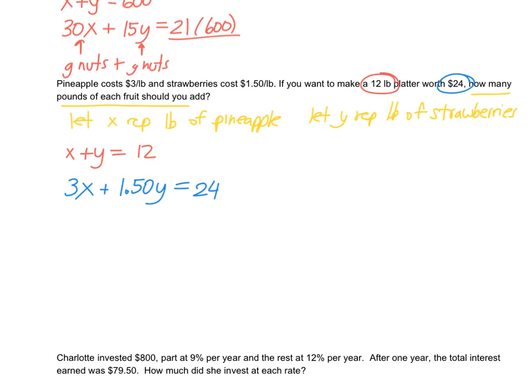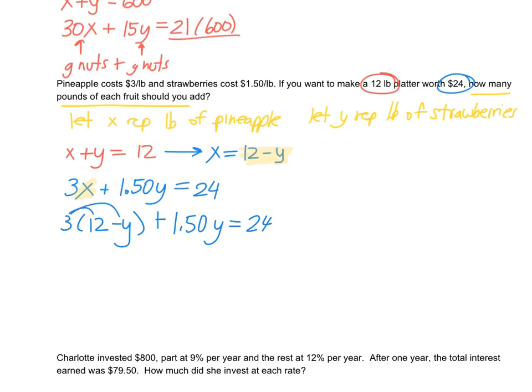And in these scenarios, I personally like to do elimination. I find it a little easier, but you can definitely isolate for X or Y and then sub it in. And I will do substitution here because I haven't done it in this video, just as a refresher. So I'm going to take this first equation and I'm just going to isolate for X, which means I'm going to bring the Y over and it becomes negative. And now that I know what X is equal to, I will replace X with that expression in the second equation. So 3 times 12 minus Y plus 1.5Y equals 24.